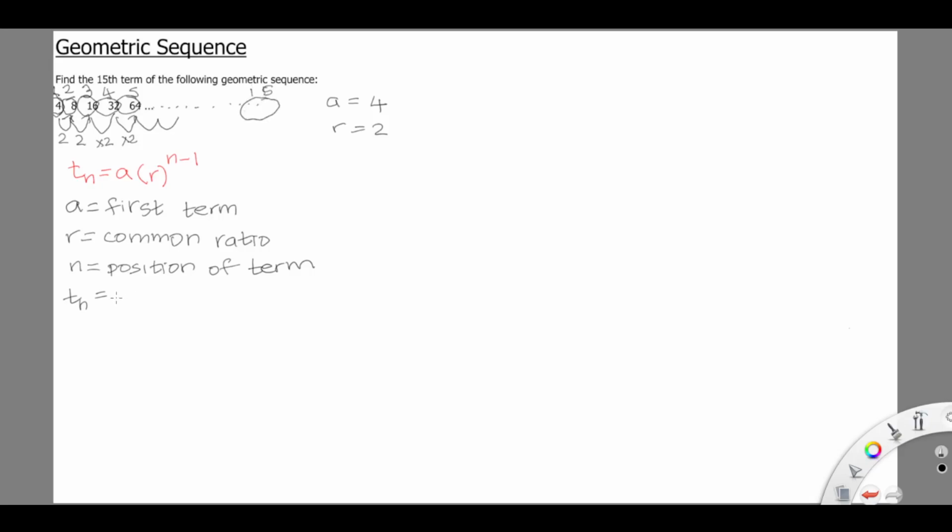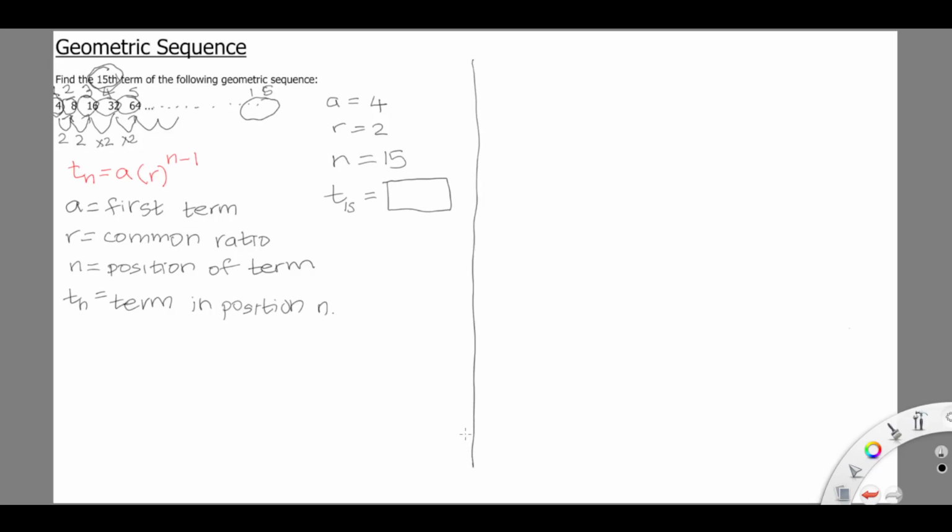So Tn is the actual term in position n. So in our question, the position of the term we're being asked to find is the 15th position. So n is 15. The only thing we don't know in this case is the actual term itself, T15. And so I'm going to put a box there to represent that that's the thing we're looking for in this question.